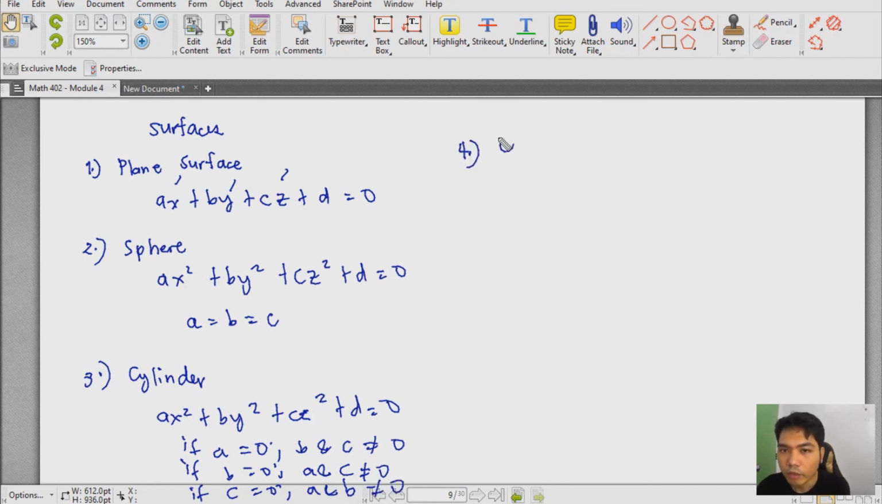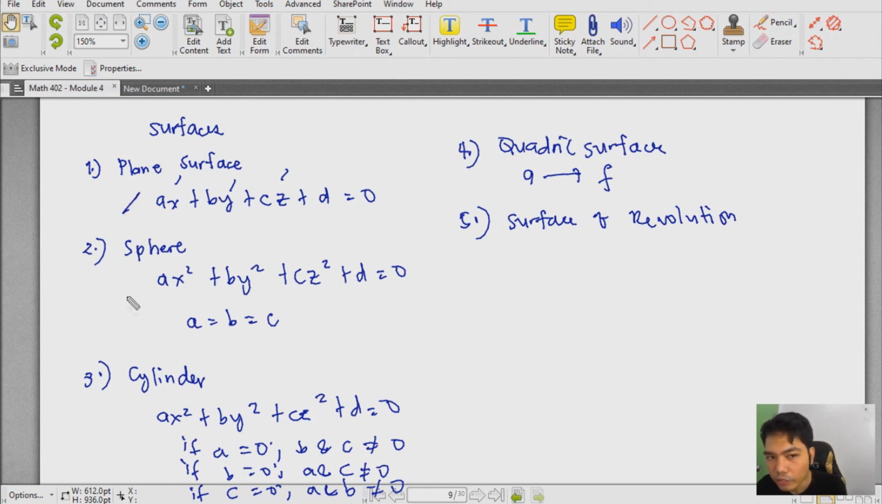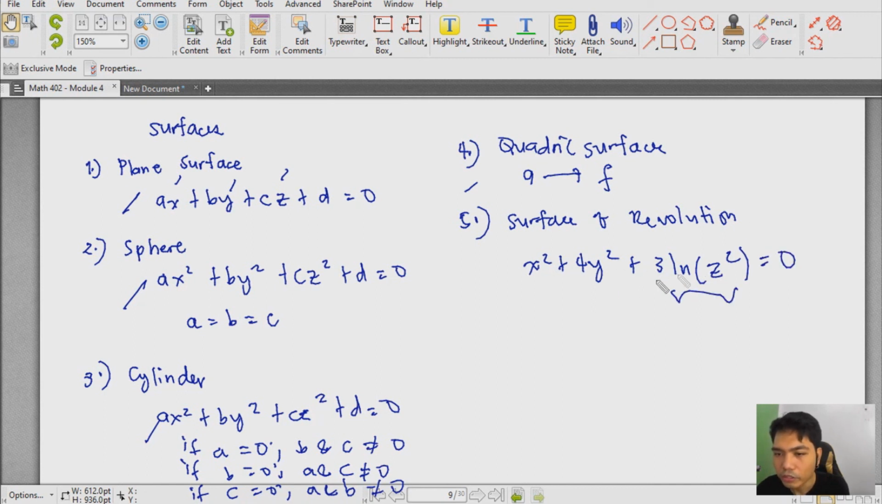And then, for number 4, we have the quadric surfaces. So, yung quadric surfaces naman, we have 5 of them, A to F to. And then, for number 5 is yung last one na diniscuss natin, which is the surface of revolution. So, the surface of revolution, any equation na hindi nagsasatisfy dito, so halimbawa, ang equation mo is x squared plus 4y squared plus 3 ln of z squared. So, yung mga ganyang equation. These are combinations na ng ating iba't ibang types of elementary functions. So, in this case, we can call that the surface of revolution kasi hindi sila nagpo-fall under any of the previously mentioned surfaces or special type of surfaces.